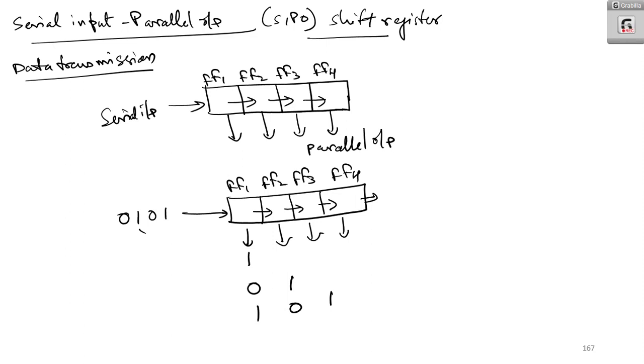In the fourth clock, 1 will be shifted to here, 0 will be shifted to here, 1 will be shifted to here, and 0 will be shifted to here. So in the fourth clock, you are getting the entire output 0, 1, 0, 1, because you are having 4 parallel outputs. That means in 4 clock pulses, you are getting that output. So that is regarding serial in parallel output shift register.